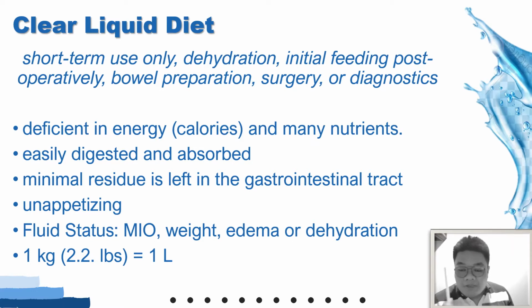Next, there is minimal residue in the gastrointestinal tract because remember, you're not putting any fiber there. However, your patients would find it unappetizing. And, class, you need to check the following: the fluid status of your patient. So you need to check the MIO of your patient. You need to check the weight of your patient because you are exploring if there is a possibility of fluid volume excess or fluid retention happening, which means that your patient is having a lot of fluid intake already, or if your patient's fluid intake is inadequate, which leads to dehydration.